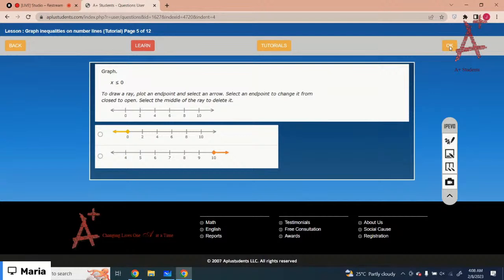Okay, the next one is x is less than or equal to 0. Now you have all the numbers that are less than 0, but 0 is also included in the graph. Got it? So you have a filled in circle at 0, and all the numbers are less than 0. So the graph must be pointing at the left hand side. So which option is the correct one? That would be option number 1. Got it? So just select the correct option and then click on the OK button.